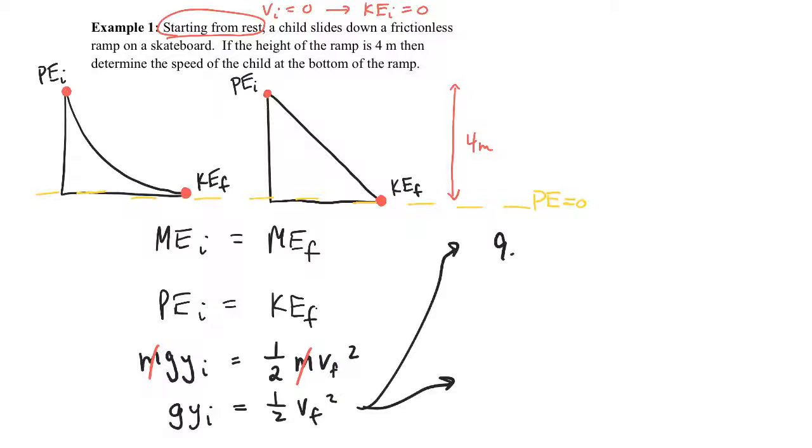So plugging in numbers, this is what it would look like. Solving algebraically, yeah, we get root 2gy. That's the same equation you get from kinematics, by the way, and I'll show you that in a minute. It's kind of amazing to see. That's how awesome physics is. You do it kinematics or energy, you get the same results.